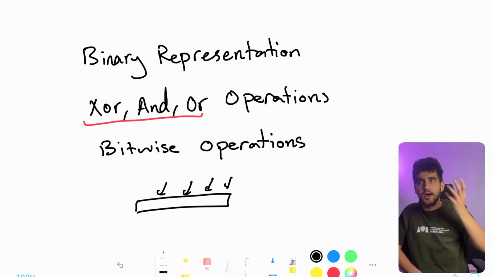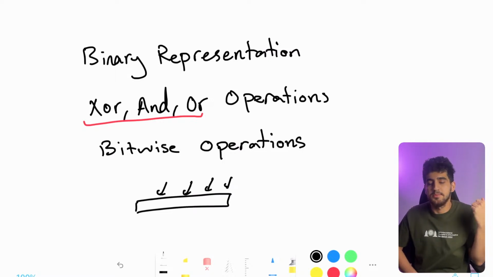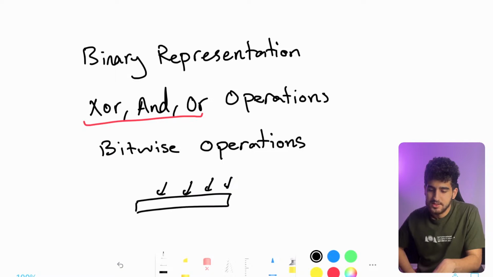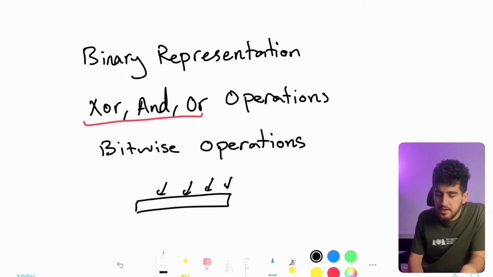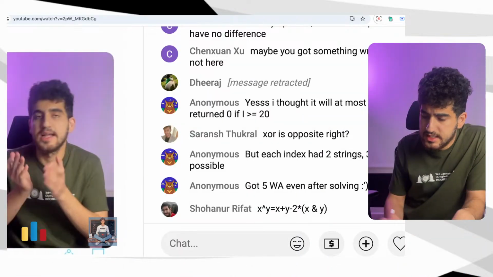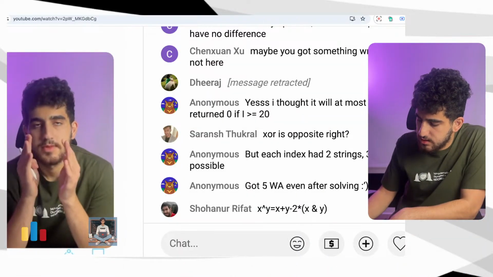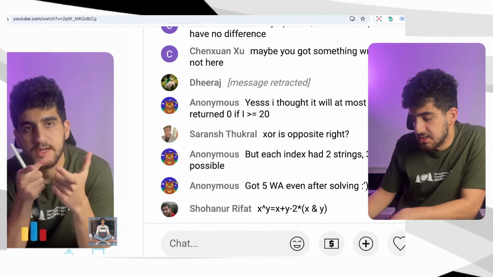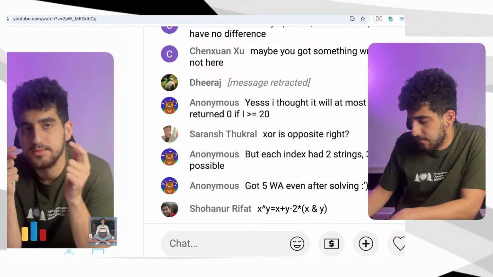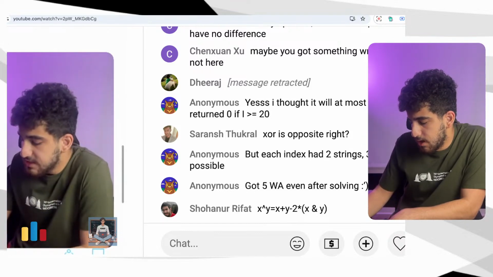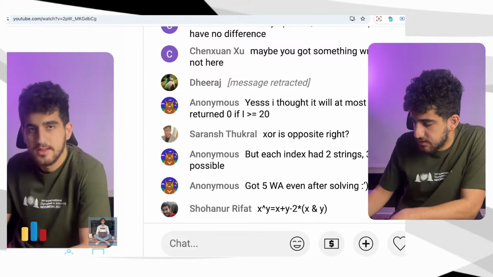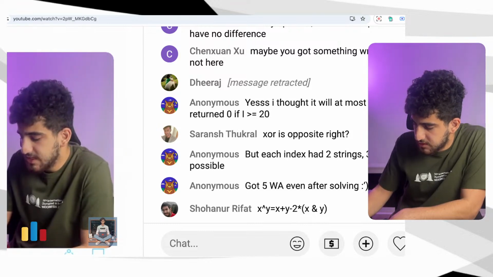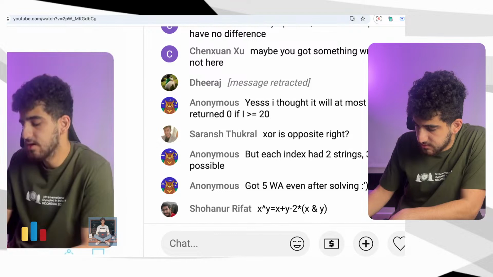Looking at the numbers in base 2 has many benefits, and it's going to help a lot. For example, there is a formula that is correct: X XOR Y is equal to X plus Y minus 2 times X AND Y. You can prove it if you want. This is always true.